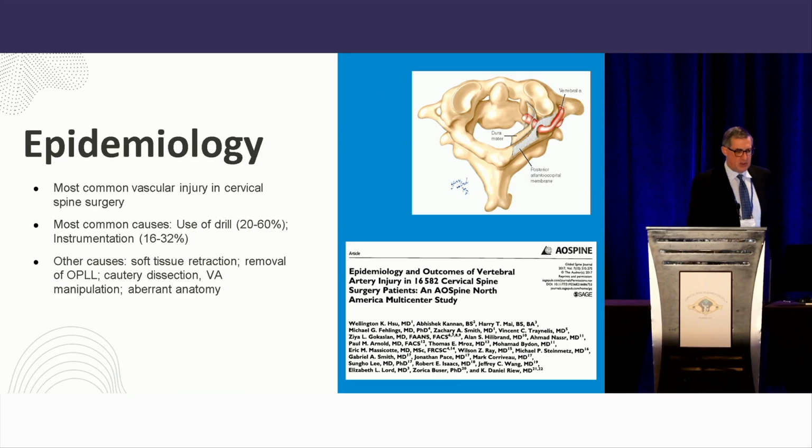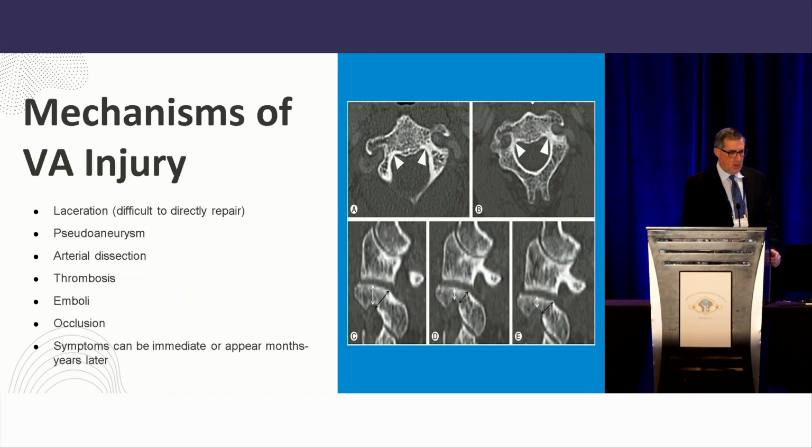Most common causes are use of a drill or abnormal placement of instrumentation. Other causes can be soft tissue retraction, if you retract down and you don't know it's there, removal of OPLL, or cautery dissection, which I had a colleague get into once, using the monopolar over an area where the artery was exposed. Vertebral artery manipulation or aberrant anatomy can also cause it. So the mechanisms are many.